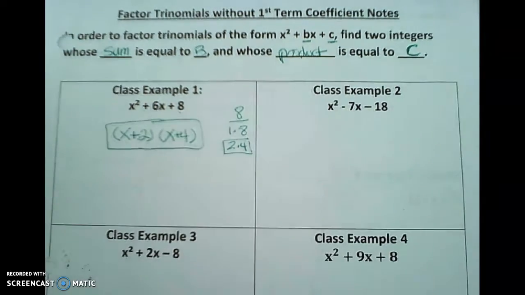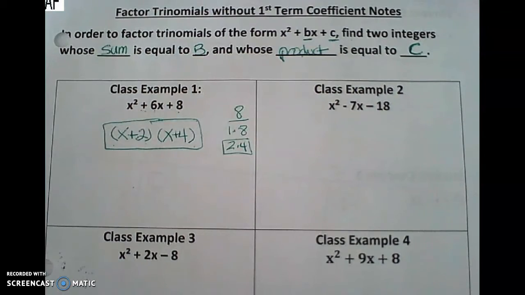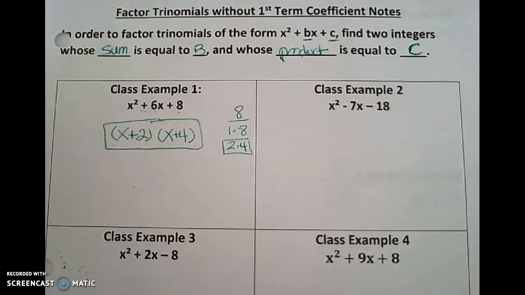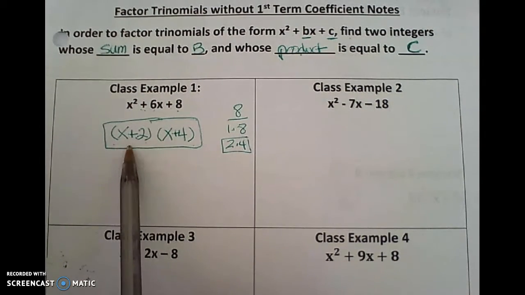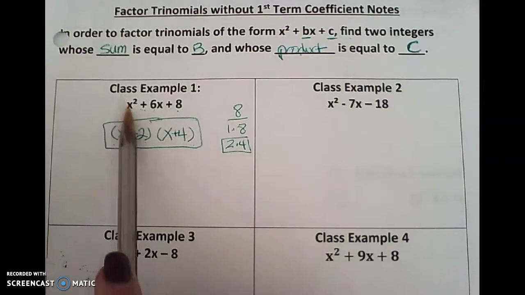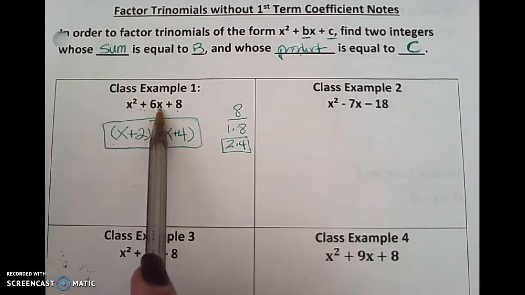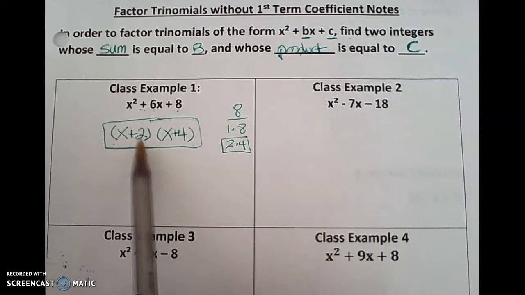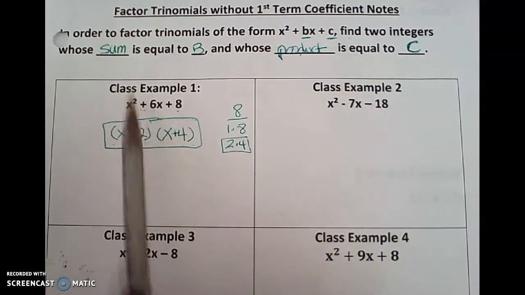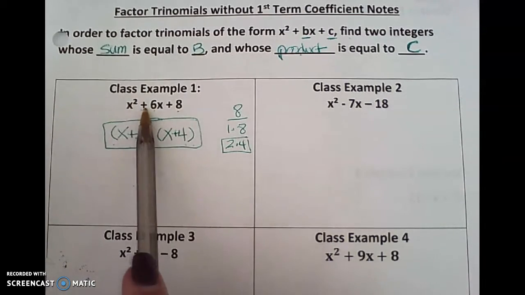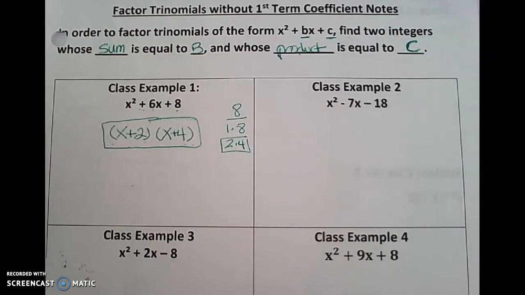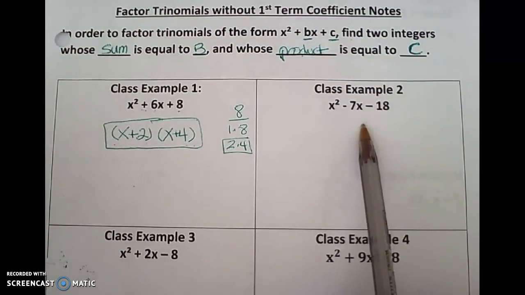You guys have multiplied binomials, and most of the time you got a trinomial as your answer. So the way to check this would be FOIL or box, and it should multiply to be this trinomial. So we're basically doing the opposite of multiplying. We're factoring. We're finding what multiplies to be this trinomial. All right, this one's a little trickier.